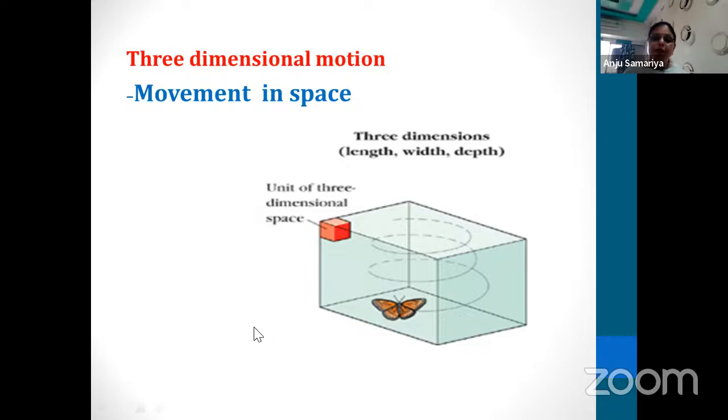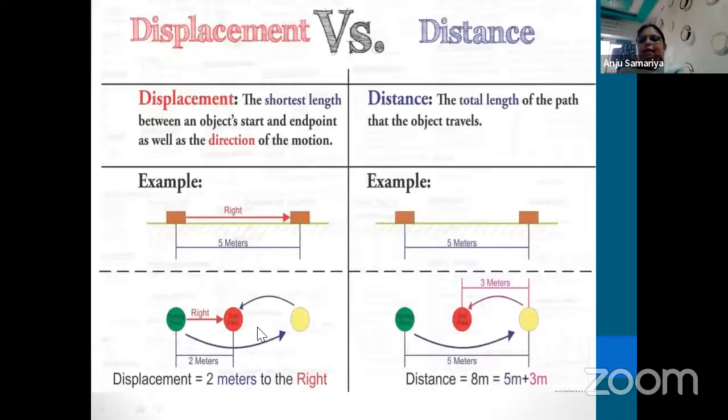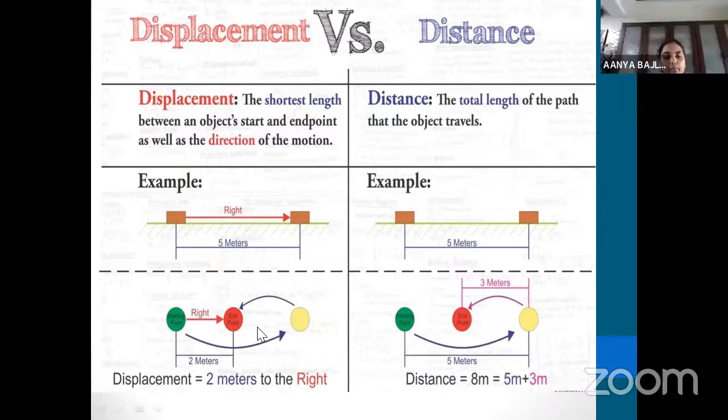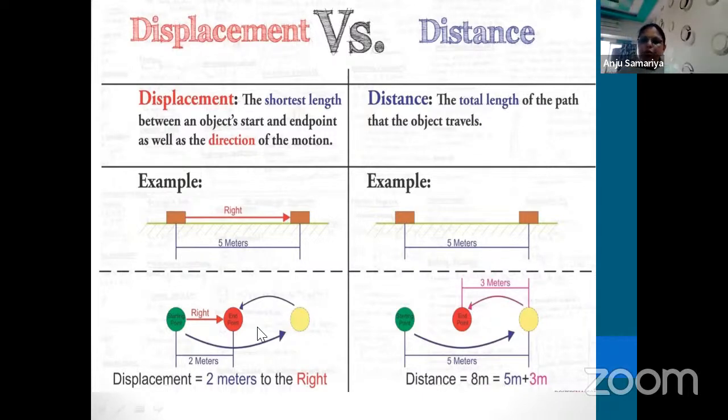So in our portion, we have just one-dimensional motion, that is the rectilinear motion or a motion along a straight line path. Okay, so motion along a straight line path, one-dimensional motion, motion along a circular path, it's a two-dimensional motion, and motion in a space is three-dimensional motion.